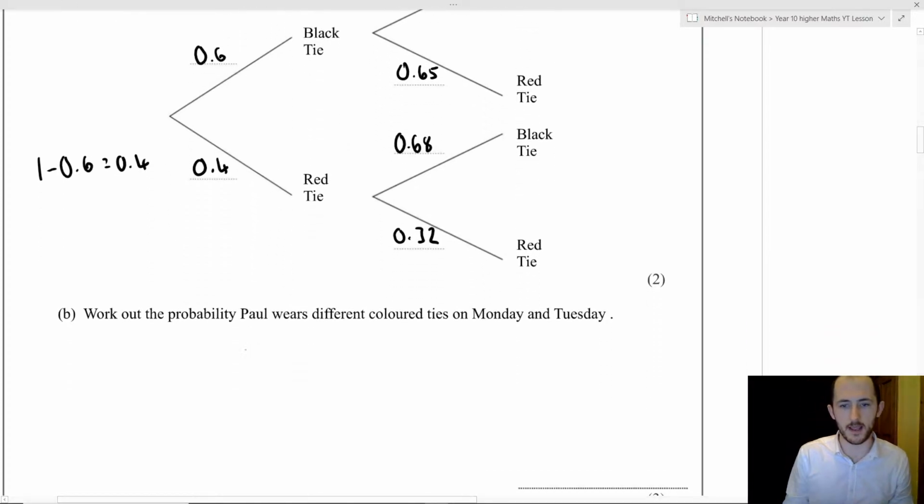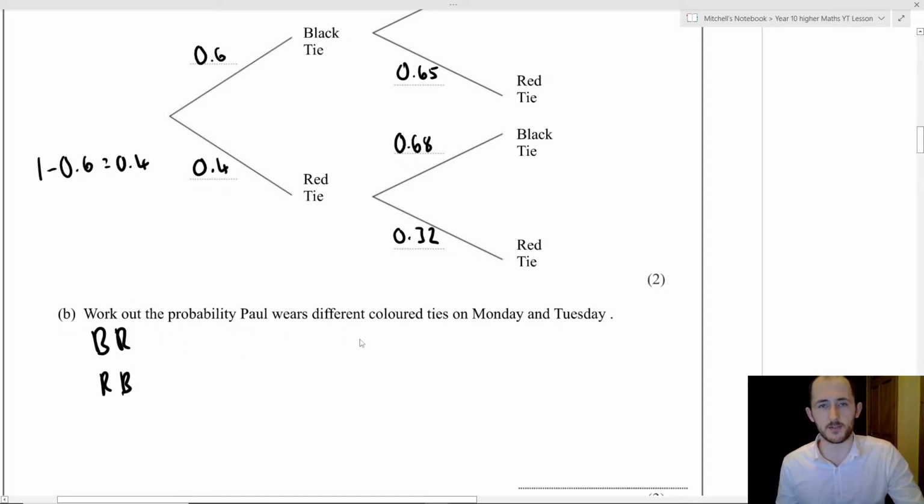So he can either wear the black tie on Monday, followed by the red tie on Tuesday, or you can wear the red tie on Monday and the black tie on Tuesday. Now there's no other combinations, right? Because either he wears two black ties or two red ties, which isn't a different colour tie.